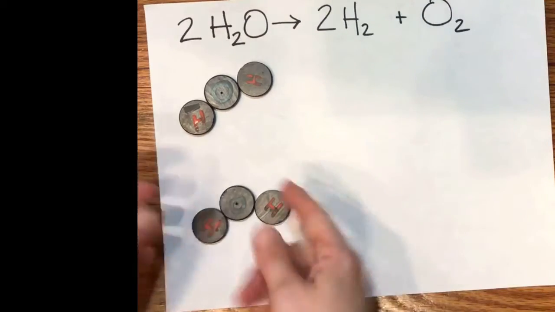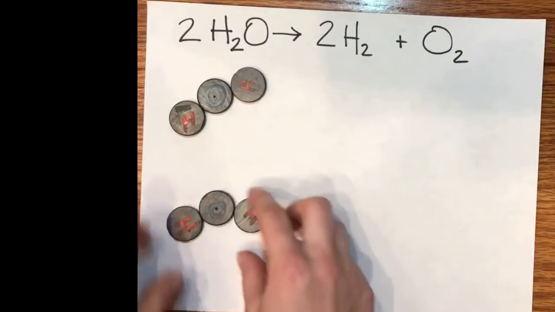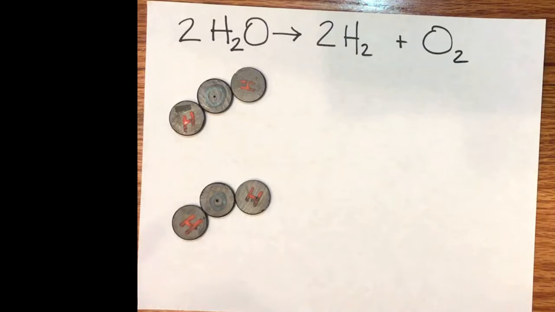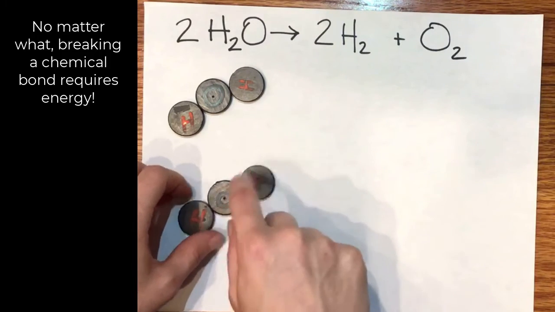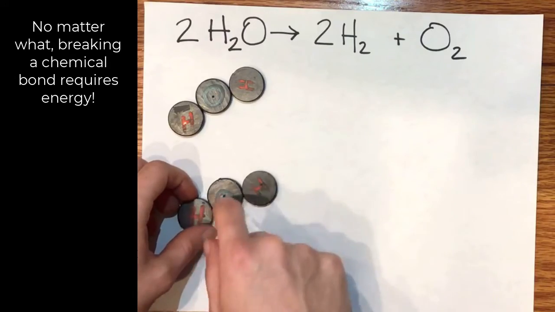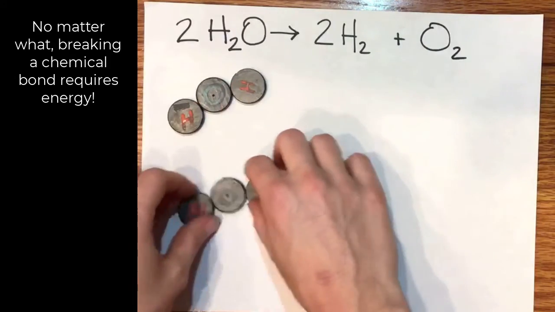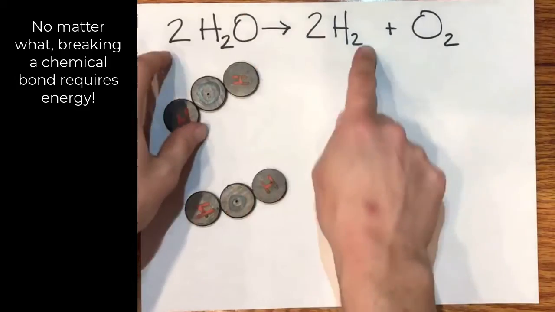And the answer is we do, right? These are molecules that are bonded together. No matter what, it is going to take energy to break the bonds. In this case, to break the bonds between O and H and O and H and O and H and O and H. We're going to have to break all those bonds.